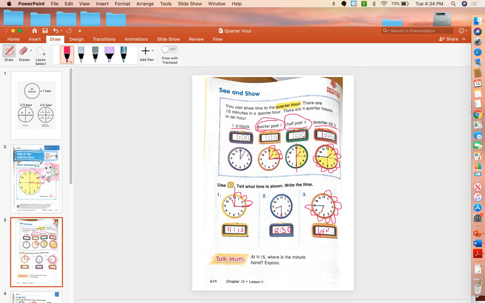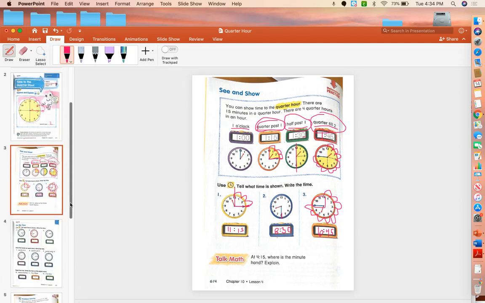So 6:45 is our time. But how would I say 6:45? I mean, I could say 6:45, but there's another way to say it too. See how this one says? It could be a quarter till 7. That means it only has to go this quarter right here, and it will be 7 o'clock.